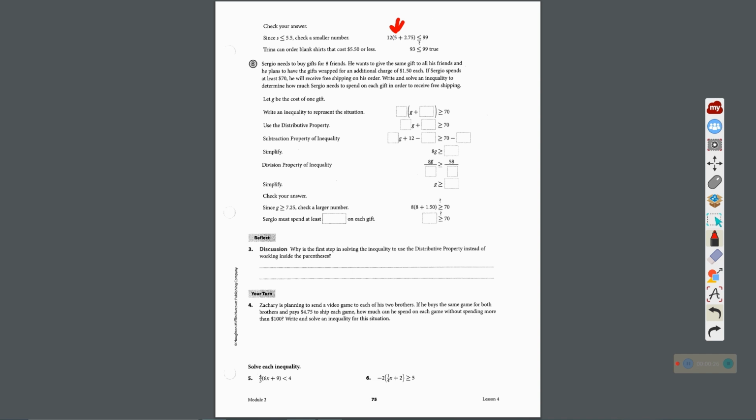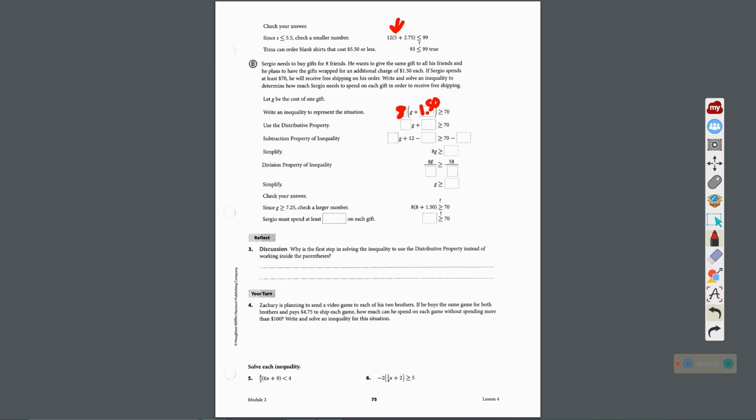In part B, it says Sergio needs to buy gifts for 8 friends. He wants to give the same gift to all his friends, and he plans to have the gift wrapped for an additional charge of $1.50 each. If Sergio spends at least $70, meaning he can spend more, he will receive free shipping on his order. Write and solve an inequality to determine how much Sergio needs to spend on each gift in order to receive free shipping. So we know he's buying 8 gifts, and he's also going to pay $1.50 to have them wrapped.